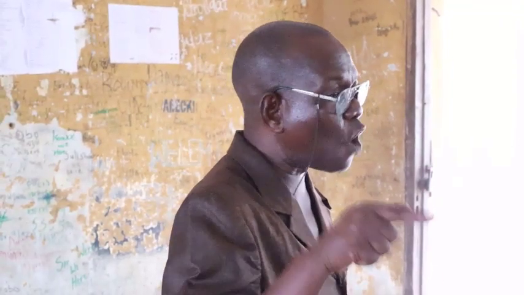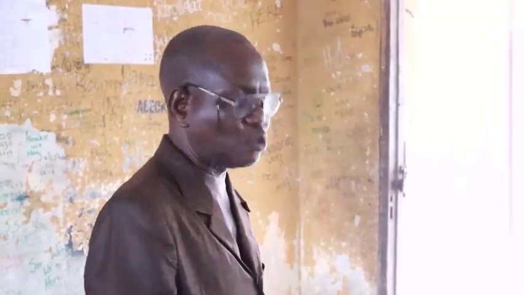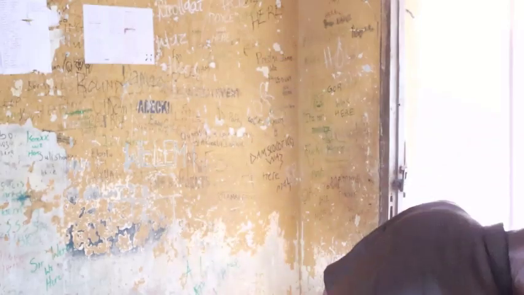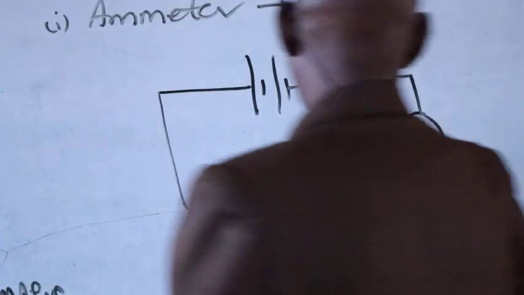How is the ammeter connected to the circuit? Look, an ammeter is always in series with other components, whereas a voltmeter will always be connected in parallel. I will show you that in the circuit when we get to the circuit. Now, look at this.